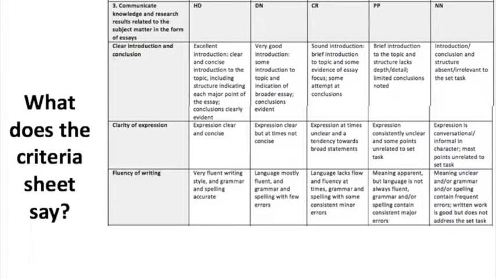Okay, our final part of the criteria sheet, which looks a little wonky on this slide because I struggled to get it to work, is communicate knowledge and research results related to the subject matter in the form of essays. This is very, very simple. Clear introduction and conclusion, clarity of expression, fluency of writing. All right, that's the first three that I've got in there.